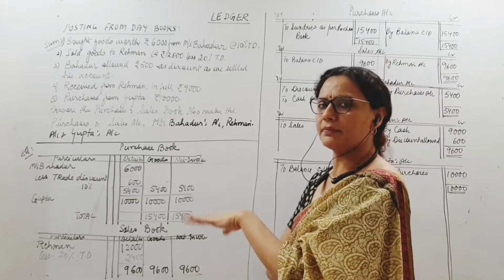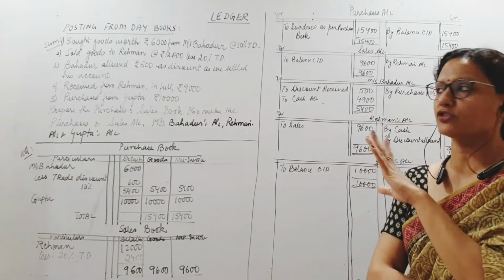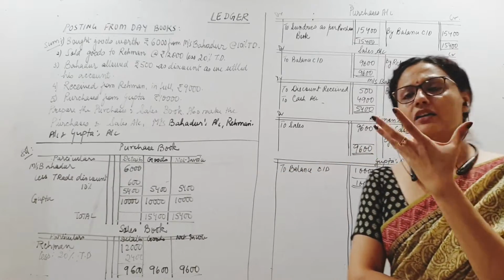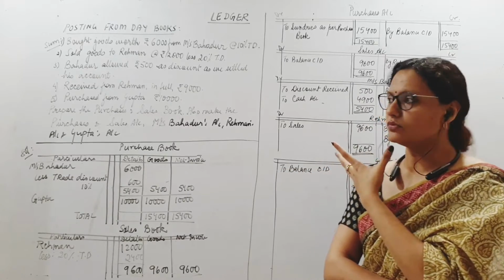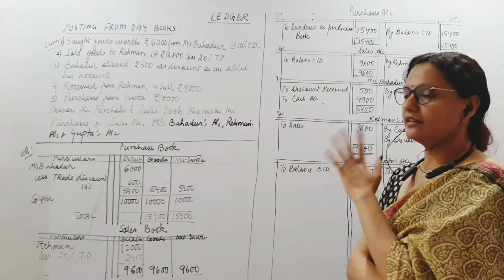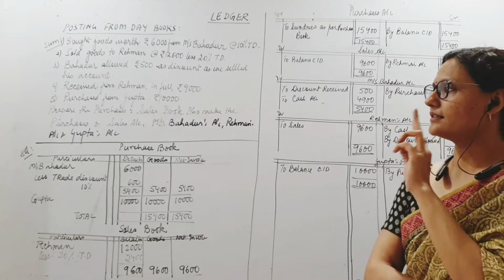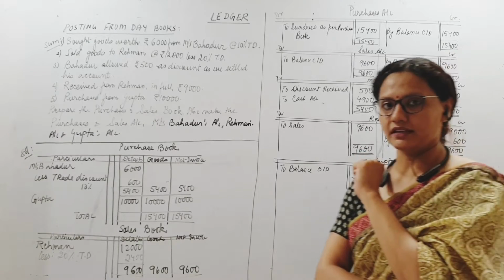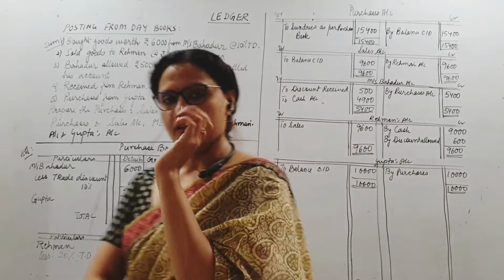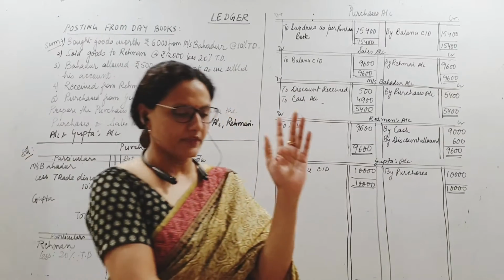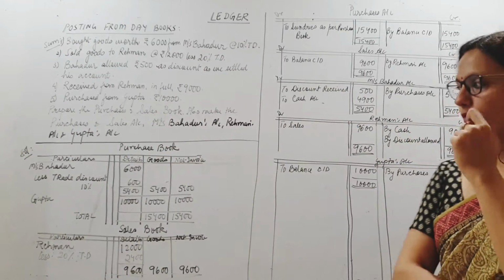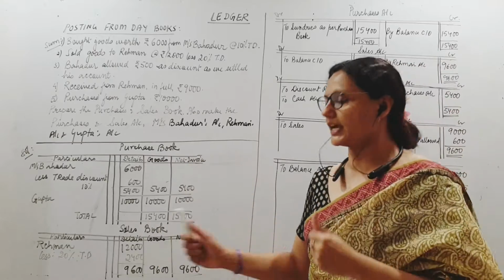Basically whatever account is coming into picture in each of the transactions, we are opening all the personal accounts of Rahman, Bahadur and Gupta, and we are also making two accounts which are purchase and sales, nominal account, expense and income. So are you clear what I am supposed to do? So first thing we will make the purchase book and sales book. So here is the purchase book and sales book.